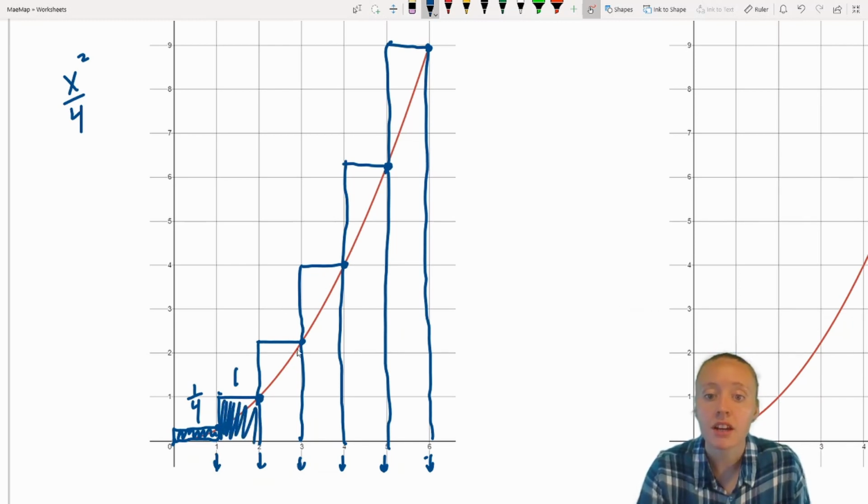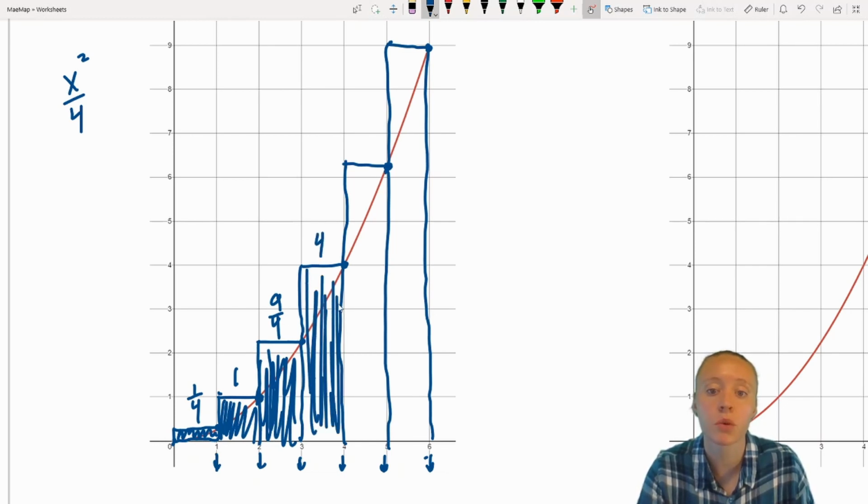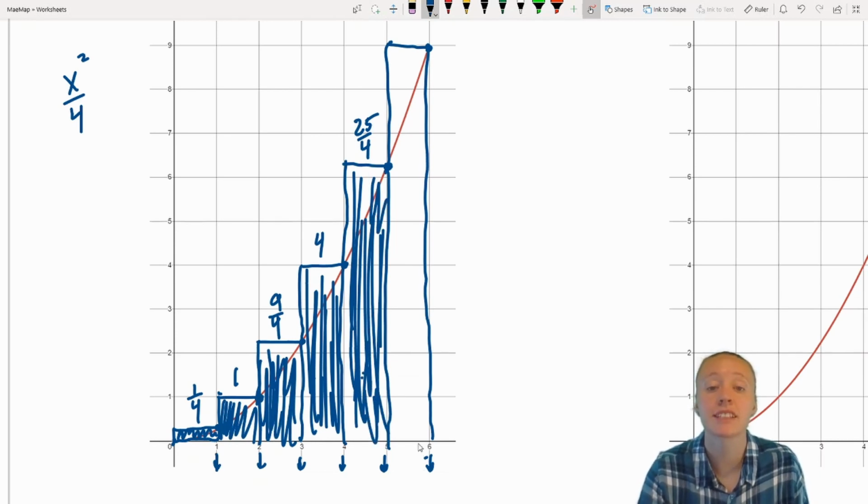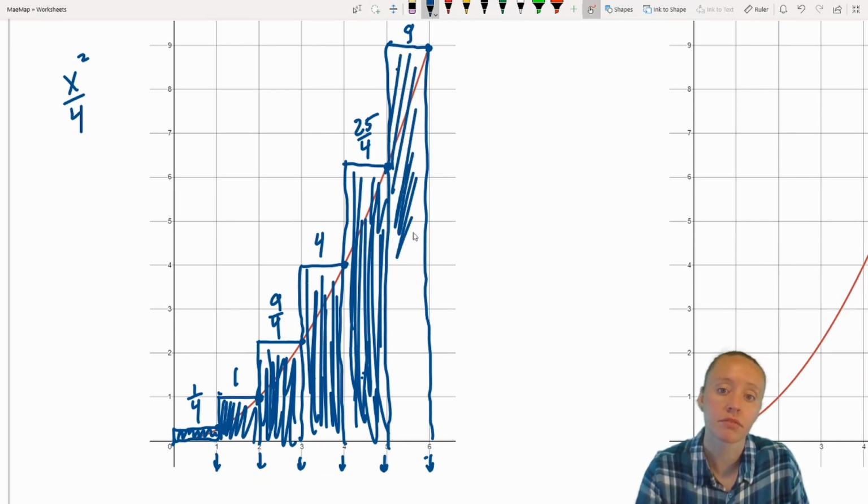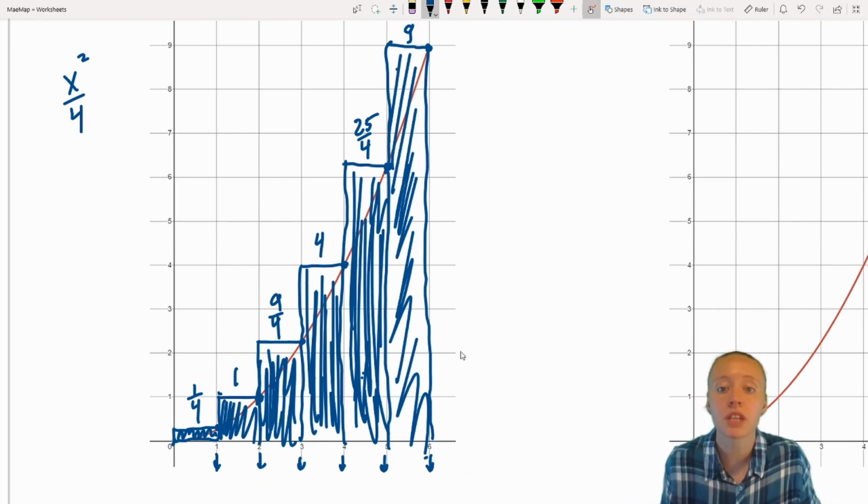Then at 3, that's going to be 9/4. At 4, that's going to be a height of 4, so 4 times 1 is going to give me 4. Then at 5, that's going to be 25/4, because 25/4 times 1 is an area of 25/4. And then lastly, now 6. 6 squared is 36. 36 divided by 4 is going to give me a height of 9. Height of 9 times width of 1 has an area of 9. Now I just sum those areas together.